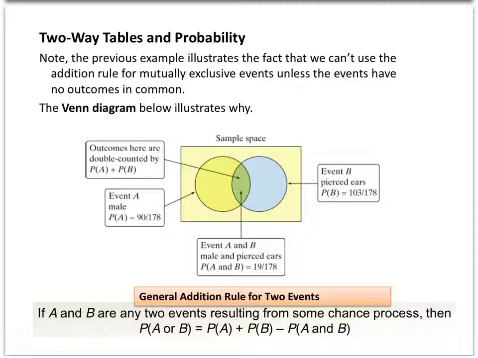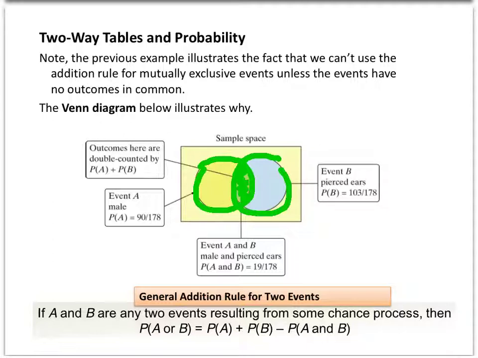Okay, in this case we had male students who had their ears pierced, and they were in both categories. So that represents the green section of this Venn diagram. That's the people that are in both sections here. So remember, the probability of event A, there were 90 students out of 178. That is the yellow circle, which is this whole region right there. Okay, we also had the students who had pierced ears. They were 103, which would be this whole circle here. And then we had the students who were in both, that section right there, which is 19 out of 178.